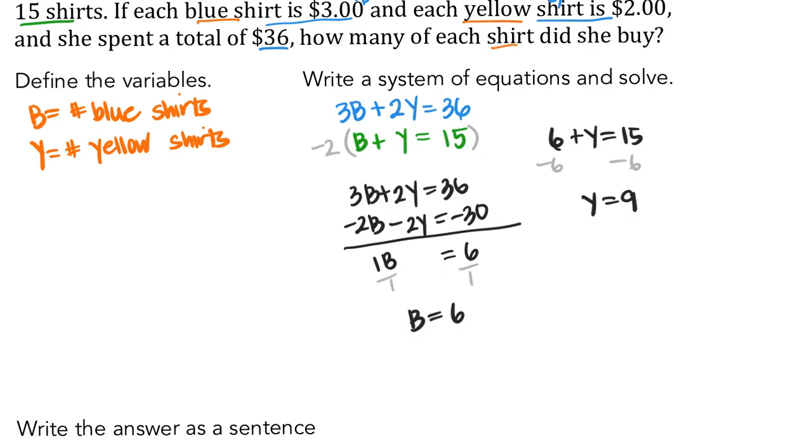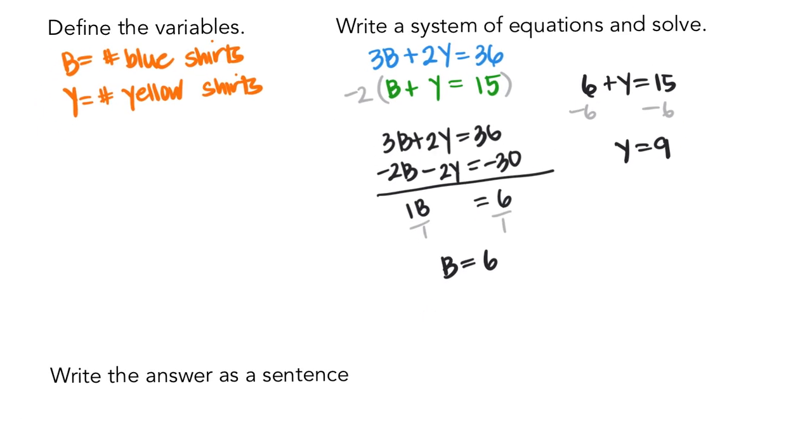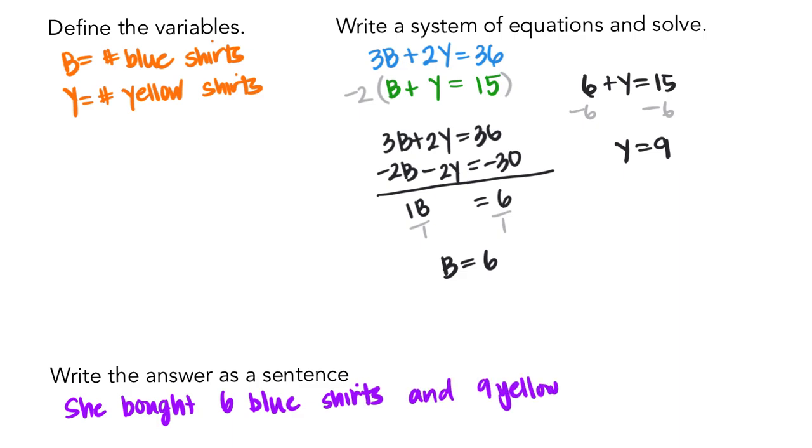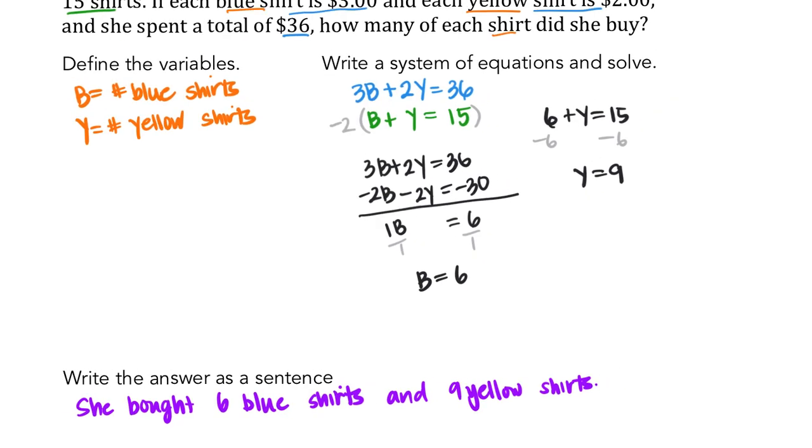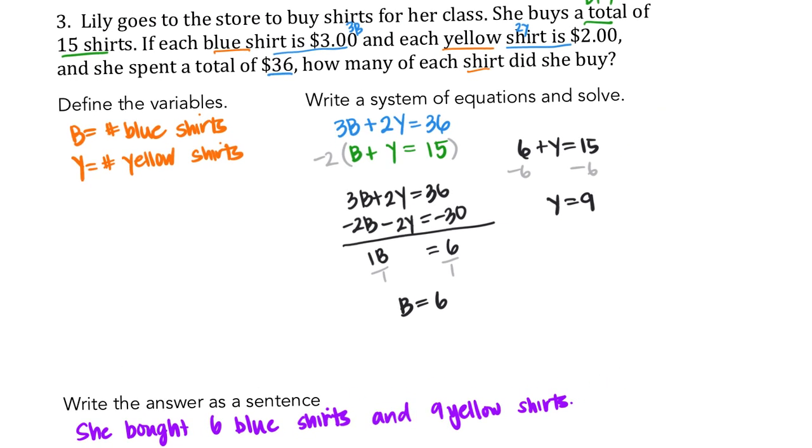How many of each shirt did she buy? B is blue shirts, Y is yellow shirts. Okay, so she bought 6 blue shirts, and 9 yellow shirts. And you don't have to check it all the way, but it should make sense. I didn't get decimals, I didn't get negatives. And she bought a total of 15 shirts, so 6 plus 9 is 15, so that seems reasonable.